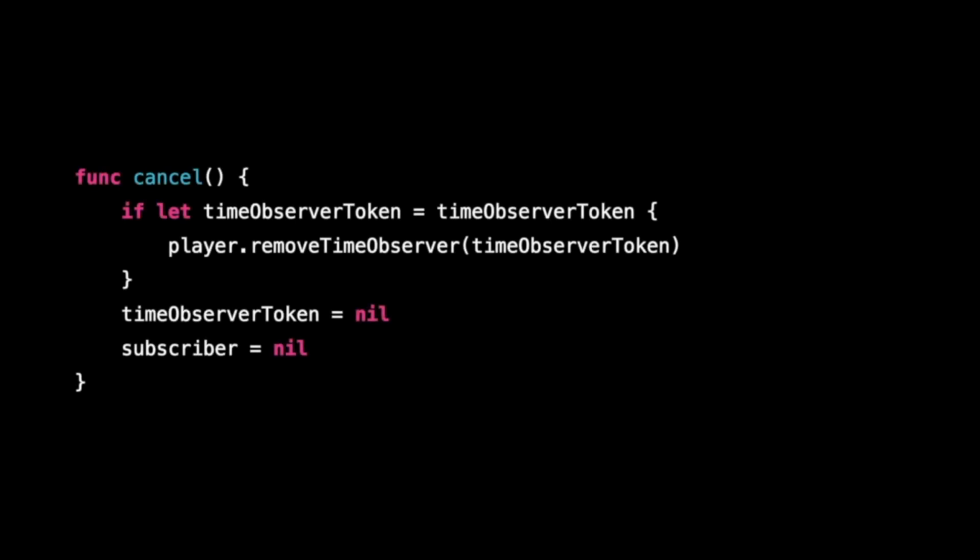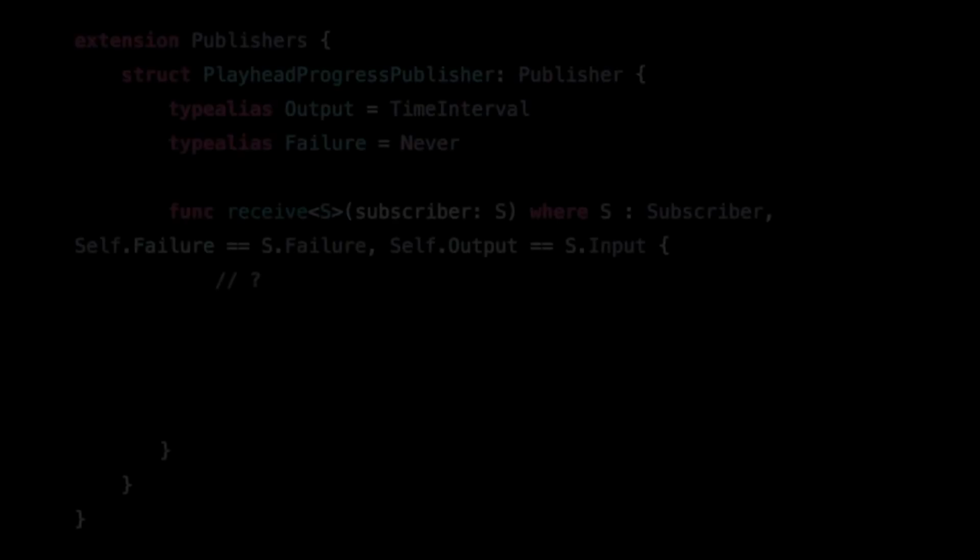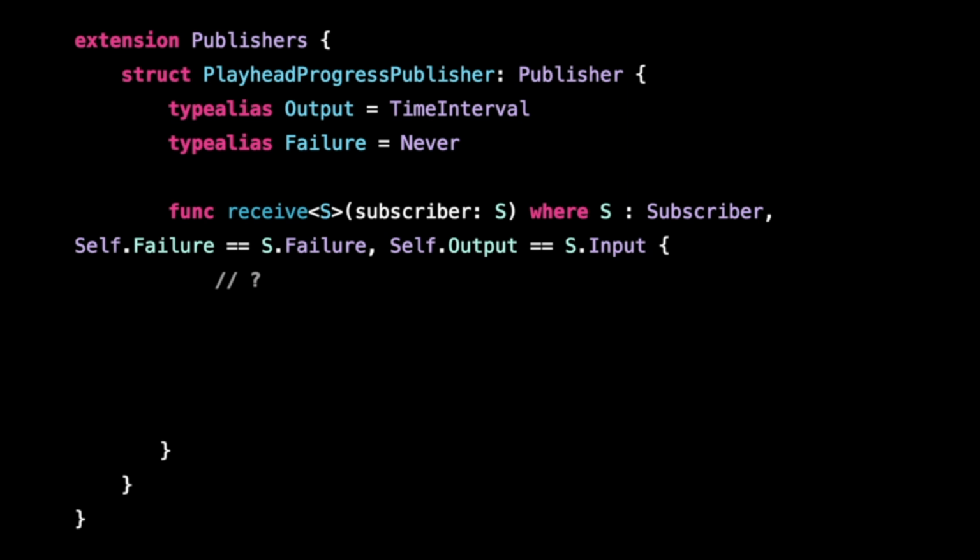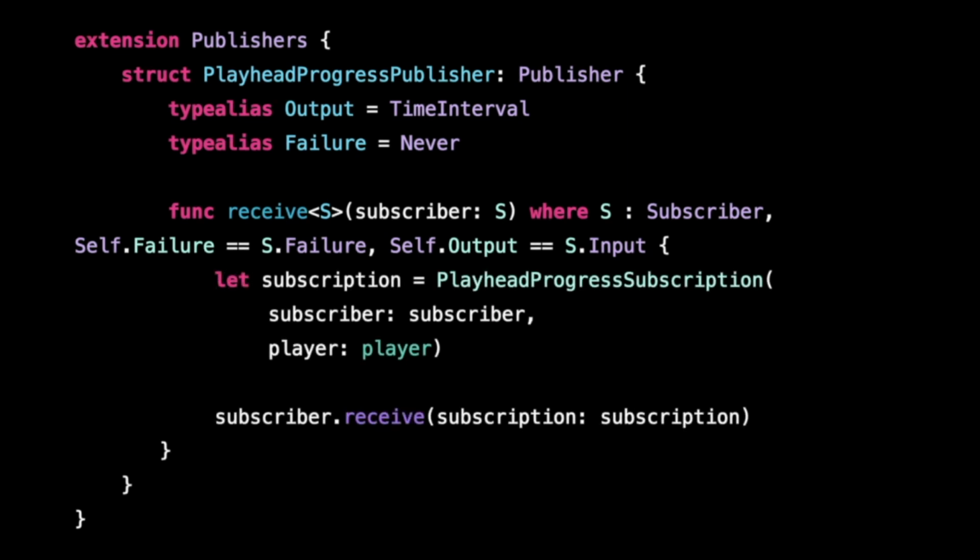Now our subscription knows how to produce values, but cancellation still needs to be implemented. So let's look at that. This method is our chance to do any cleanup. Here we invalidate the time observer and nil out the reference to the subscriber. And with that, the subscription is finished. It's time to pass it back to the subscriber. Let's go back to our publisher implementation and update it. As mentioned before, the publisher creates the subscription and passes it back to the subscriber.